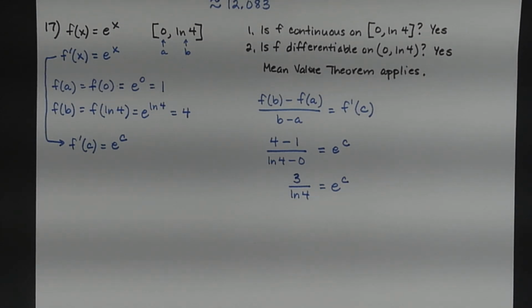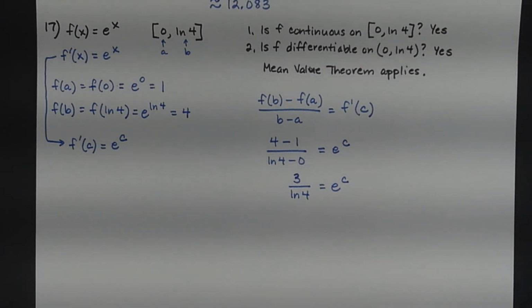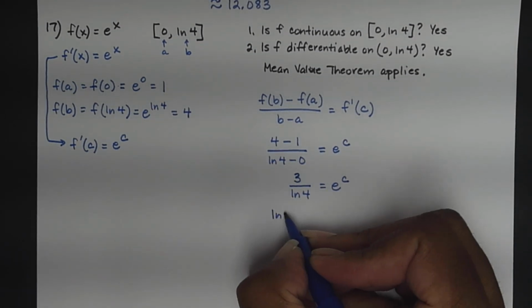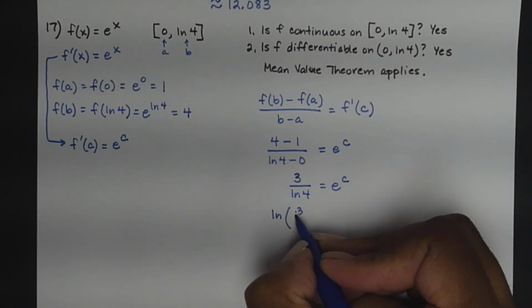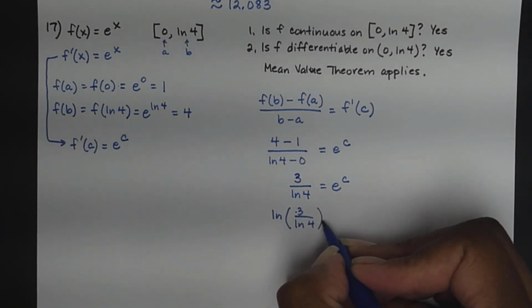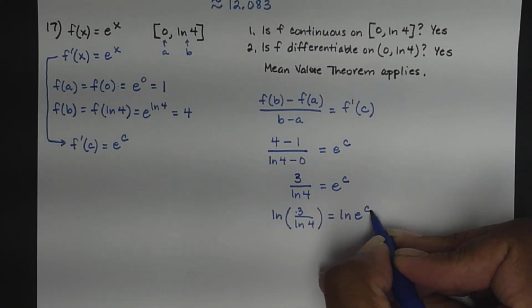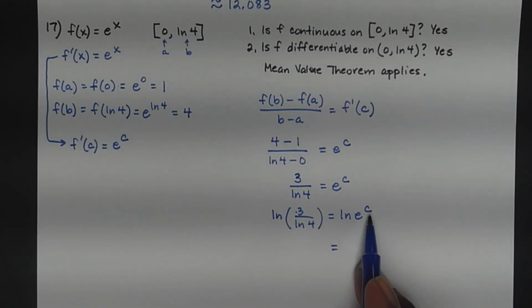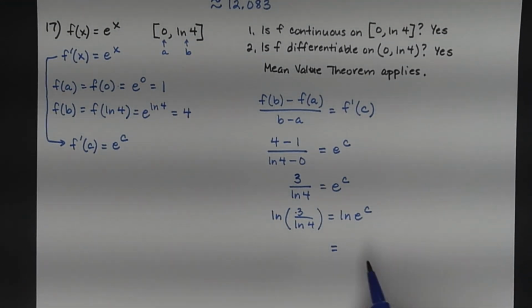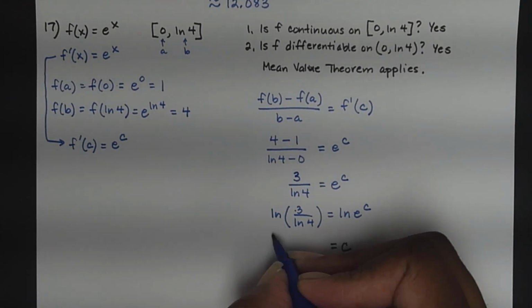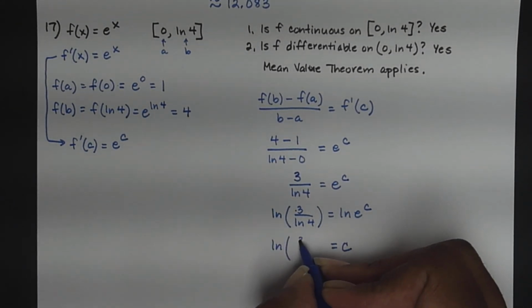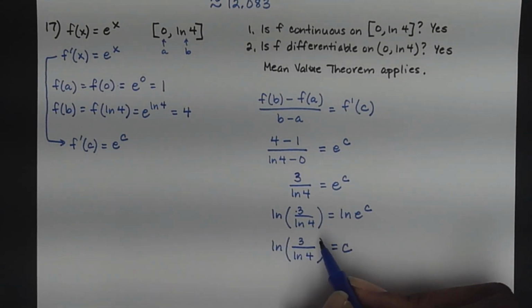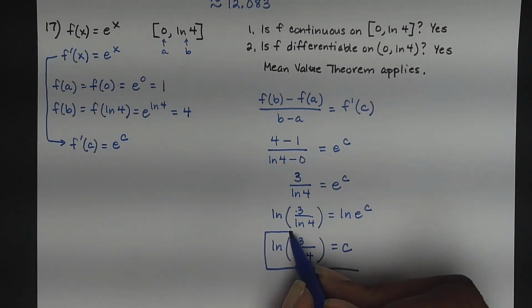Now since I know that e and ln are inverses of each other, what I'm going to do here is take the natural log on both sides of this equation. So here, ln of e to whatever is whatever. So ln of e to the exponent c is that exponent c. And that's just going to equal to ln of the quantity 3 divided by ln of 4. And I would not be able to go any further than this.